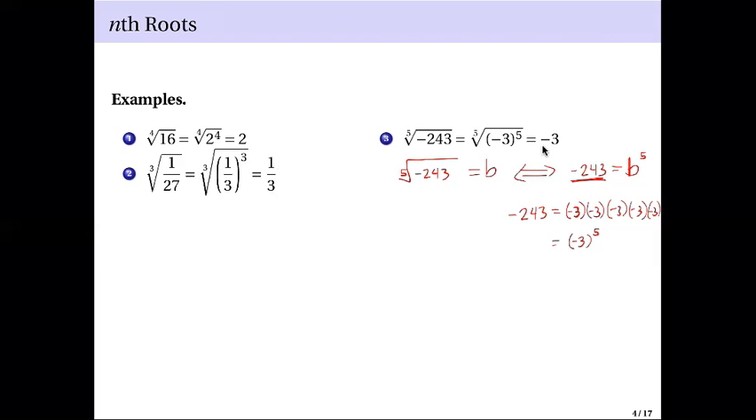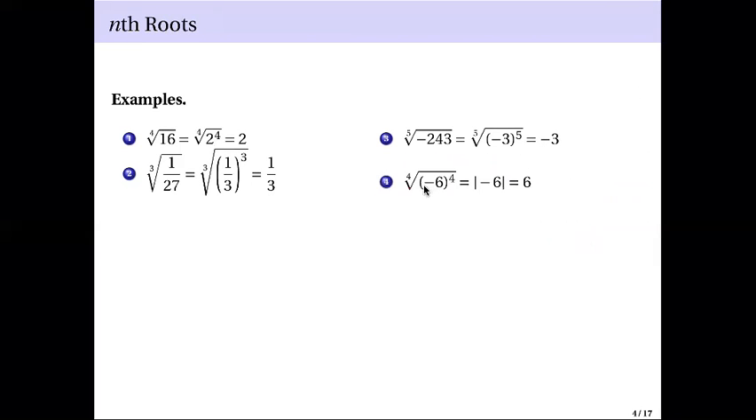Now, for the fourth example here, this is what we have. Fourth root. And look at this. Negative 6 to the power 4. Okay? Negative 6 to the power 4. So what does this mean? We have fourth root of negative 6 to the power 4. This is equal to some b. And this means that negative 6 to the power 4 equals b to the 4.